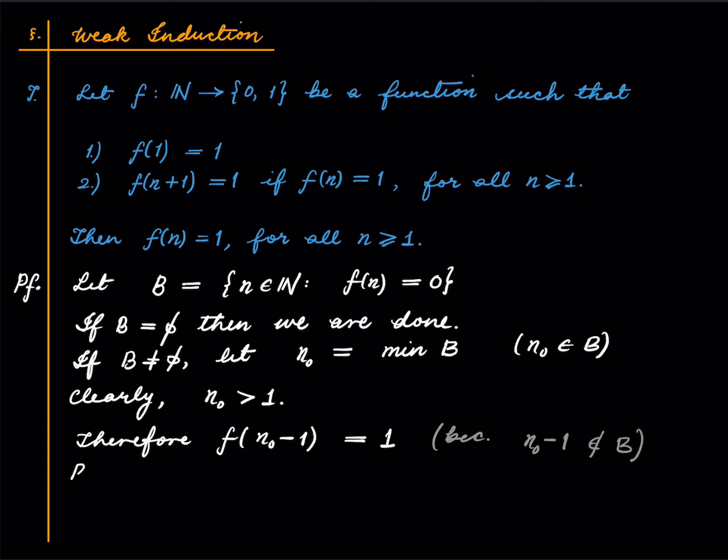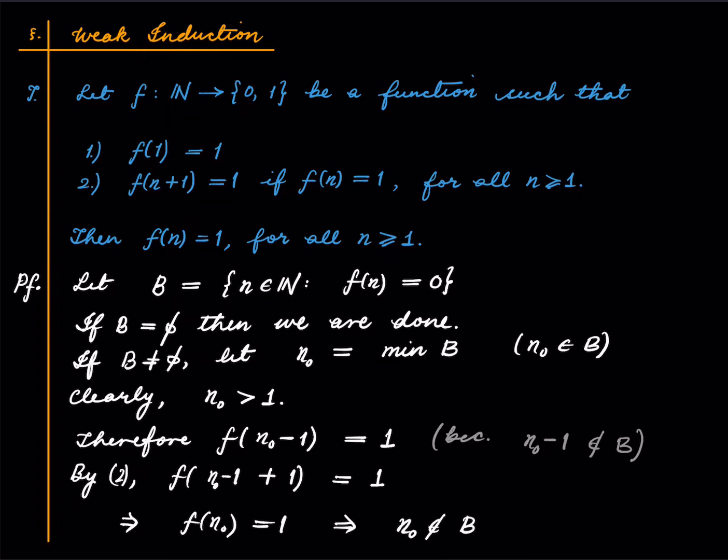But then by condition 2, f of n naught minus 1 plus 1 should also be equal to 1, immediate from this condition, which implies f of n naught equals 1, which implies n naught is not in B, which is a contradiction because n naught was an element of B.